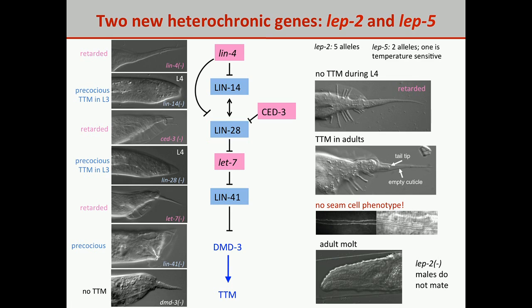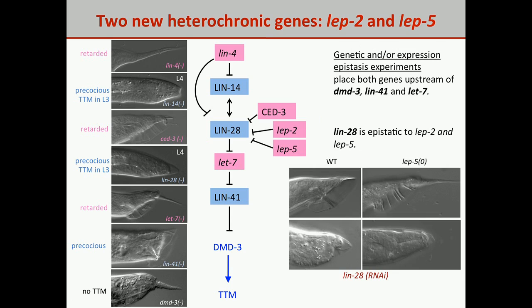Surprisingly, there is absolutely no seam cell phenotype. They are totally normal in LEP2 and LEP5 mutants, although we know that the effect of these genes is not restricted to the tail tip, as they also undergo an adult molt, which shows that the hypoderm is affected. I can talk about LEP2 and LEP5 together here most of the time because they have an extremely similar phenotype, except that LEP2 males also have a defect in mating behavior, which we don't see in LEP5.